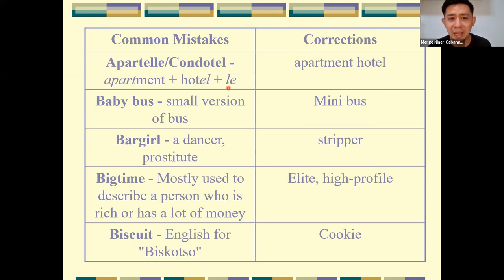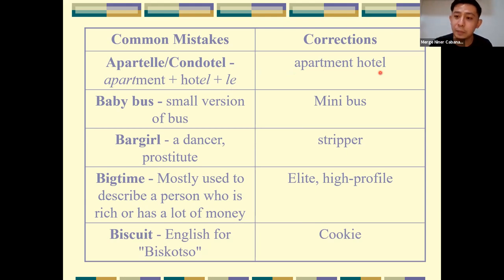So apartel is a word that could probably be accepted in Urban Dictionary online, but apartel is a word that doesn't exist in formal English language use. So if you want to refer to an apartment that works as a hotel, then you have to be specific: apartment, hotel, like that.